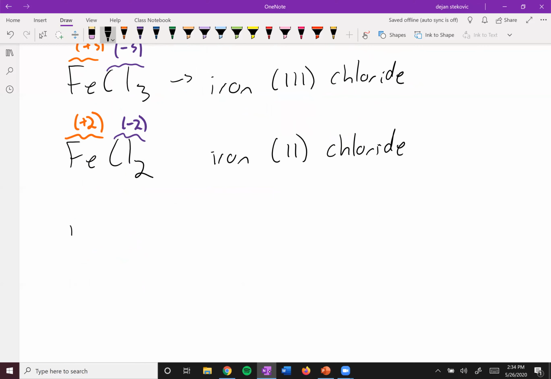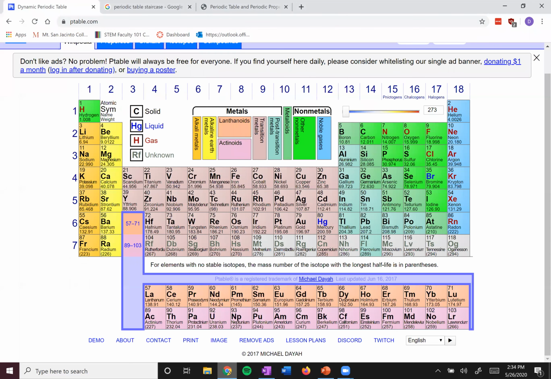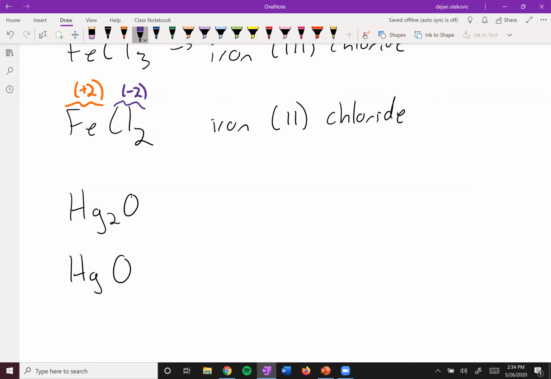Let's take another look at an example, Hg2O versus HgO. So Hg is mercury. So let's go ahead and find this on the periodic table. It's right over here, right? It's a transition metal, so it can have variable charge. The O is oxygen. Oxygen is going to take a -2 charge. So this is -2, this is -2.